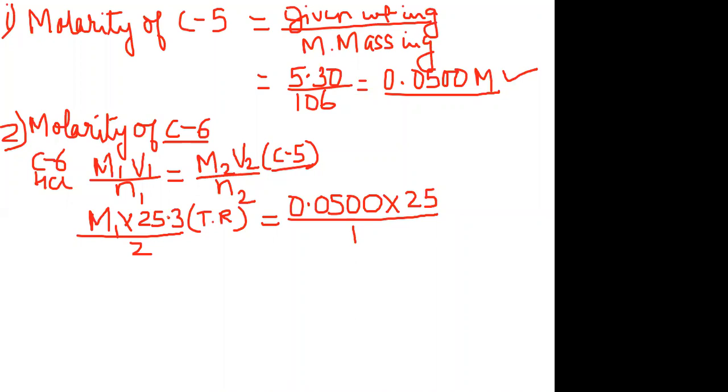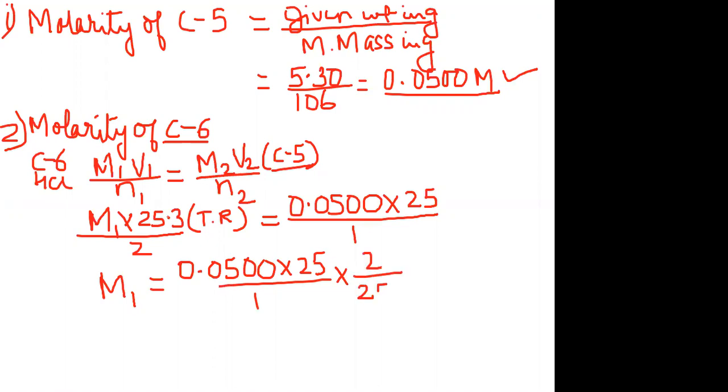So what will M1 equal then? To calculate M1, we will apply the mathematics that we know, that is 0.0500 into 25. Then this is to be divided by 1, and of course the 2 will come here and 25.3 will come here. Now when we solve this entire thing, the answer will come equal to 0.098815.